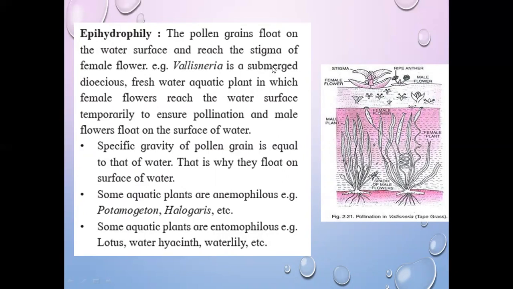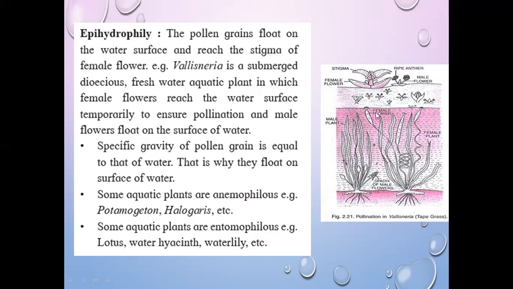So here see, the pollen grains float on the water surface and reach the stigma of female flower. For example, Vallisneria is a submerged dioecious freshwater aquatic plant in which female flowers reach the water surface temporarily to ensure pollination and male flowers float on the surface of water. So what happened here? The pollen grains or male flowers are present at the water surface and female flowers are also present below the water surface, but they enlarge their stigma and reach up to the water surface to pollinate these pollen grains.